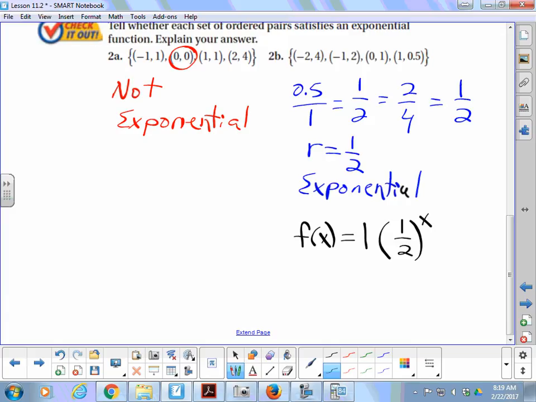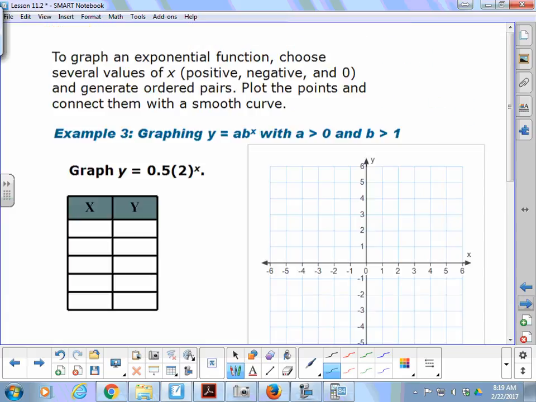Okay. All right, so we looked at evaluating exponentials, and telling whether a set of data represents an exponential function. Now we're going to do some graphing. To graph an exponential function, choose several values of x, positive, negative, and 0, and generate ordered pairs. Plot the points and connect them with a smooth curve.